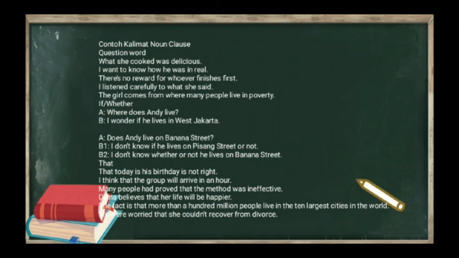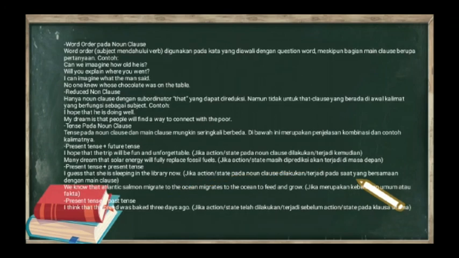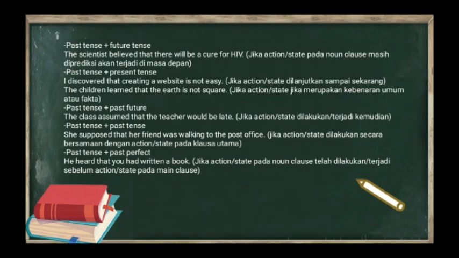There is if or whether, there is that, and then there are grammar patterns like past tense plus future tense, past tense plus present tense, past tense plus past future, past tense plus past tense, past tense plus past perfect. There are questions about the noun clause. Okay.